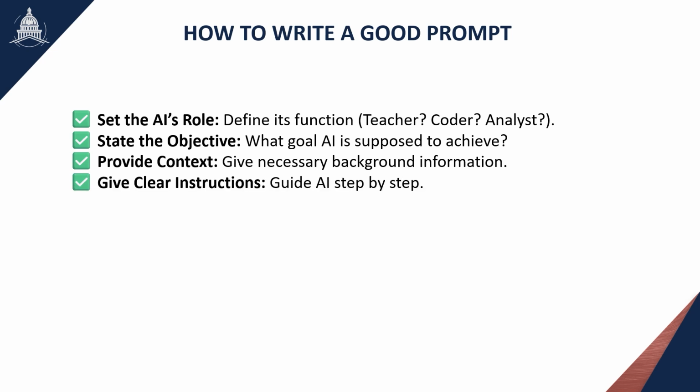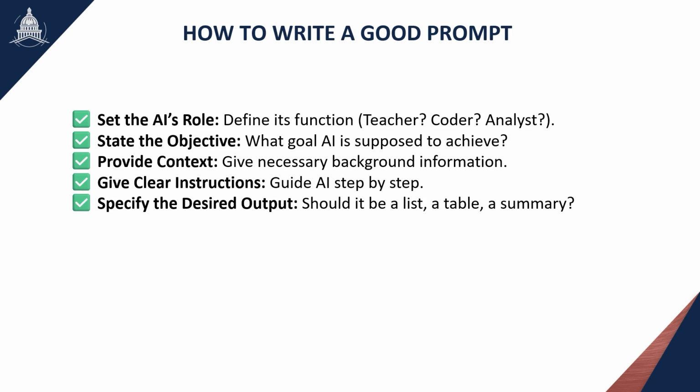Fourth, give clear instructions. Guide the AI step by step. This is sometimes called chain of thought and consists in breaking the problem into smaller steps for the GenAI tool. For example, instead of saying solve this mathematical problem, say step 1, identify the variables, step 2, apply the equation, and step 3, calculate the result.